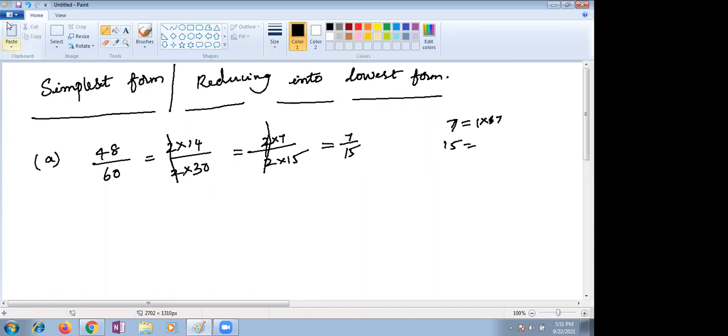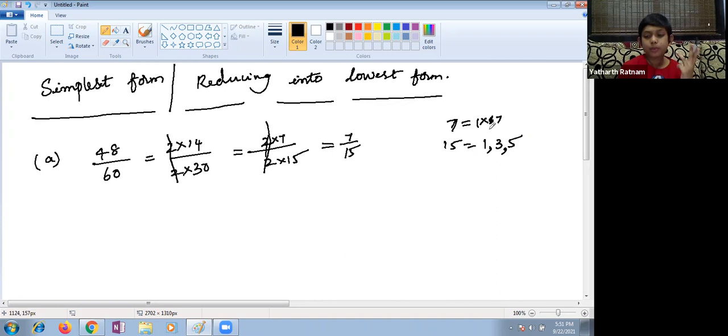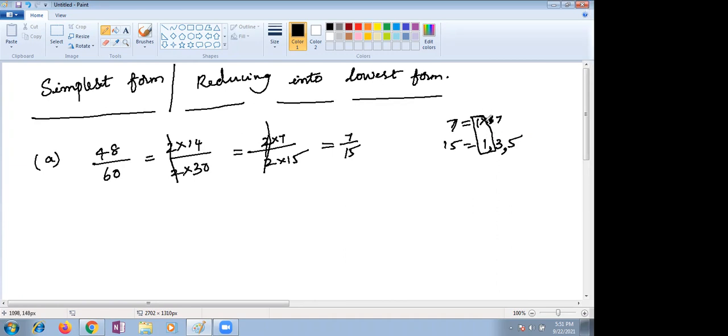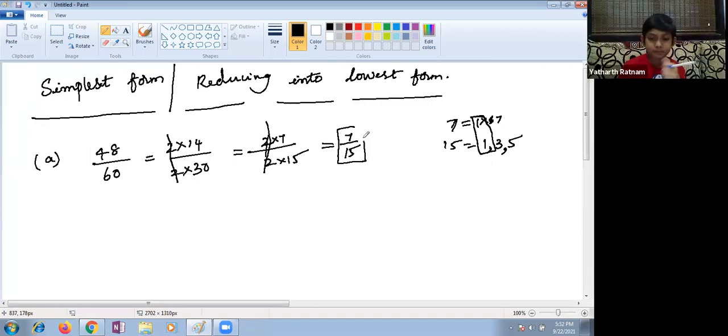Okay, next. So 15 can be written as... what are the common factors for 15? 1, 3, 5 and 15. Now, except 1, is there any other common factor? That's why it is only the reduced form now. Always.